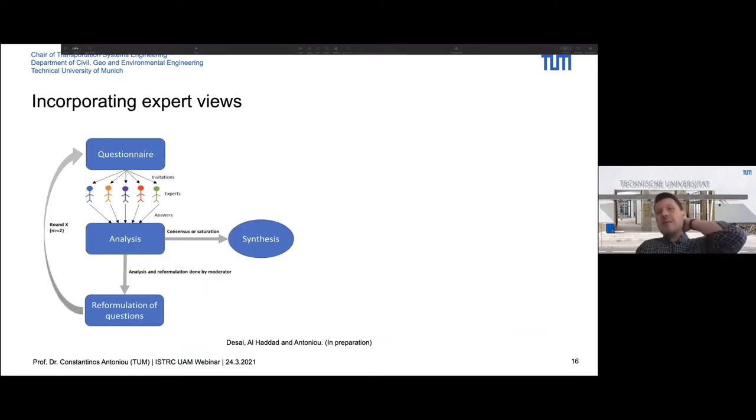And now the last part is the part to incorporate the experts' view as well.